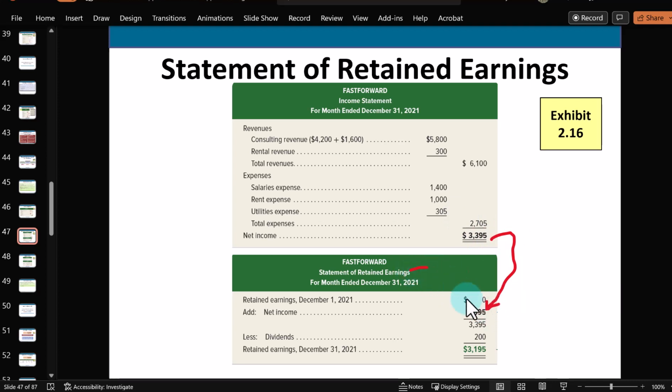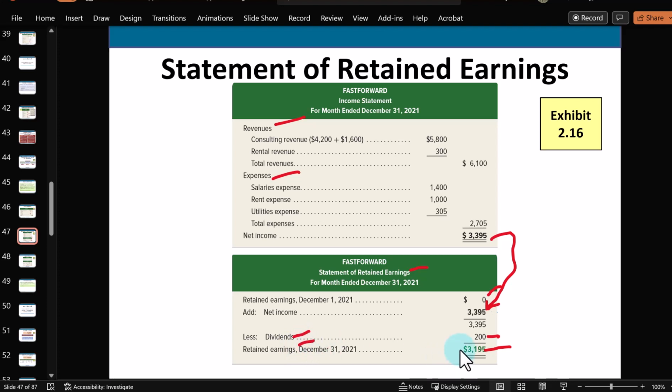Since this is a new company, we don't have any retained earnings from any previous period. We're paying out $200 of the earnings to the shareholders. We call that dividends. And we're keeping the balance here of $31.95. Retained earnings is a new account we're learning here in chapter 2. Right now it's still zero, but in the next chapter we're going to see how we transfer all of the revenue, all of the expenses, and all of the dividends and squish it into our retained earnings account.